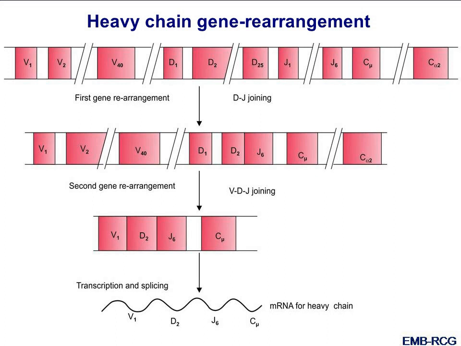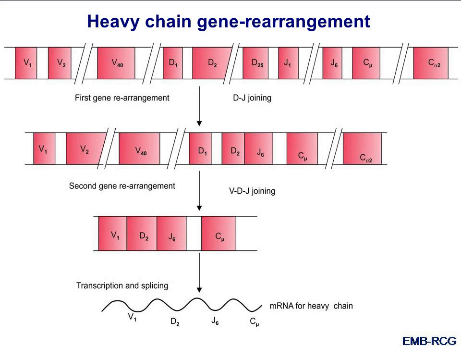These are the 4 clusters of genes from which a complete gene for a heavy chain will be formed. There is this V cluster, D cluster, J cluster, and C cluster. There are 40 genes in the V cluster, V1, V2, V3, etc. up to V40. There are 25 genes in the D cluster, D1, D2, D3, etc. There are 6 genes in the J cluster, and there are 9 genes in the C cluster.